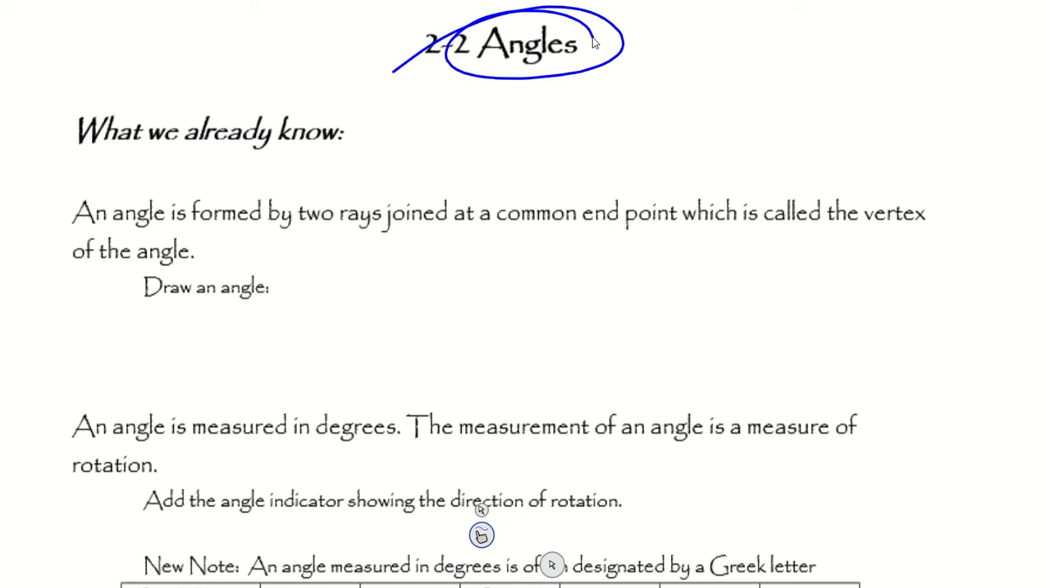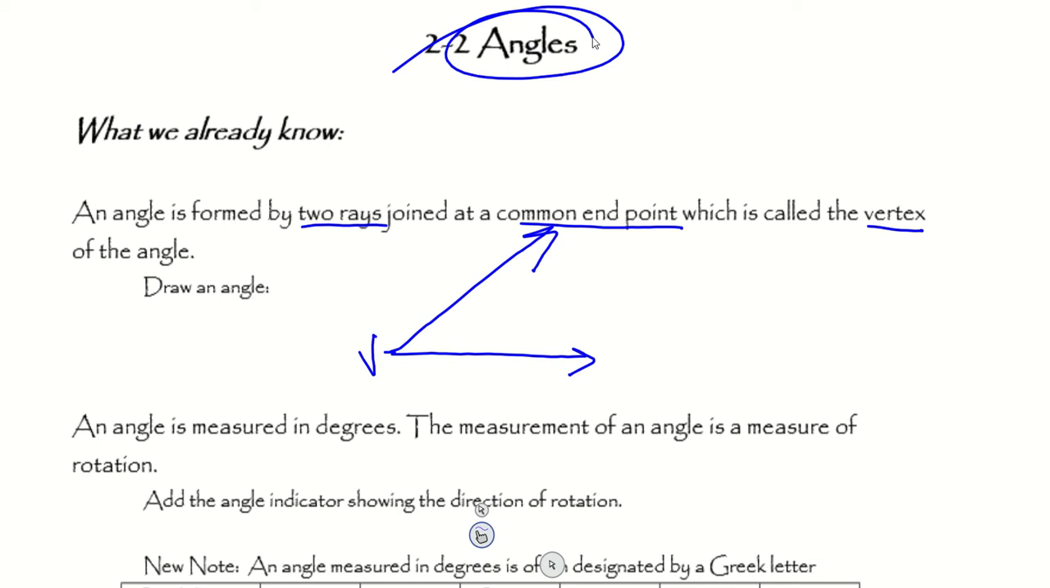We know an angle is formed by two rays that are joined at a common endpoint, and that endpoint is called the vertex. So if I'm going to draw an angle, I'm going to start by drawing a point with a line extending in one direction. That's one of my two rays. And then I'm going to take a second ray that starts at the same point and extends in a different direction, and that common point is called my vertex.